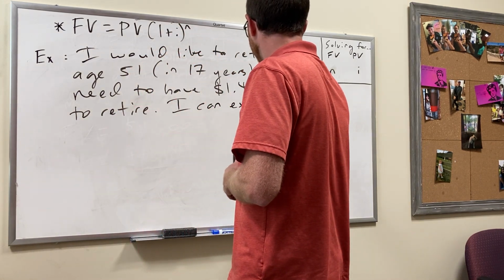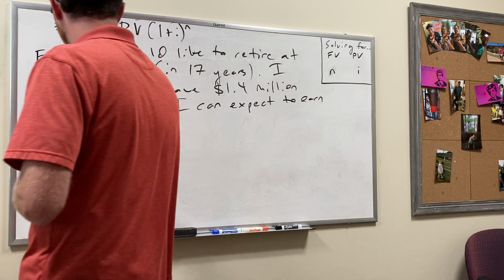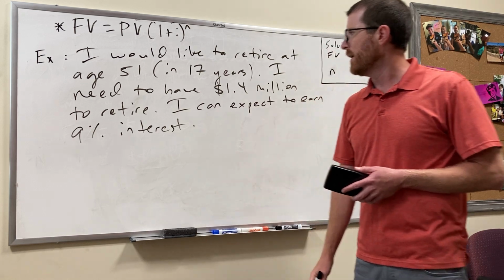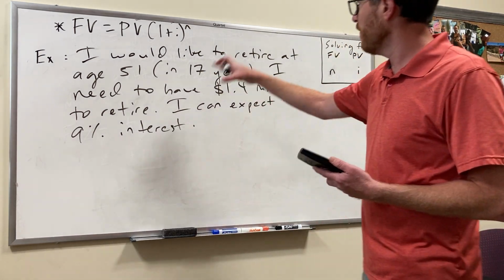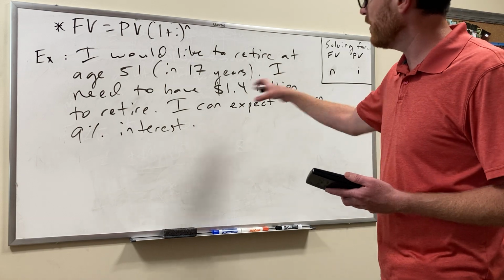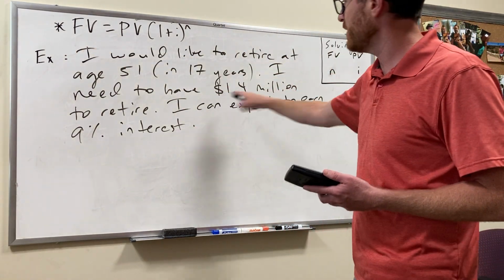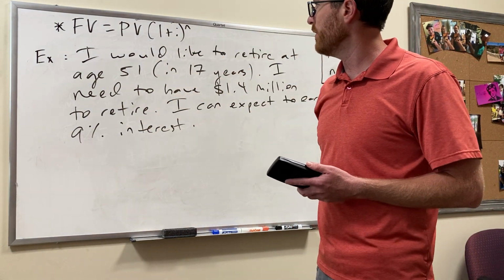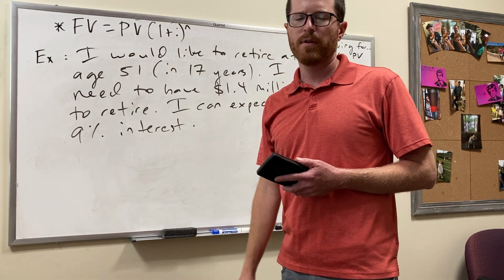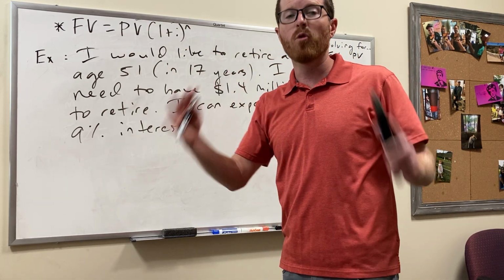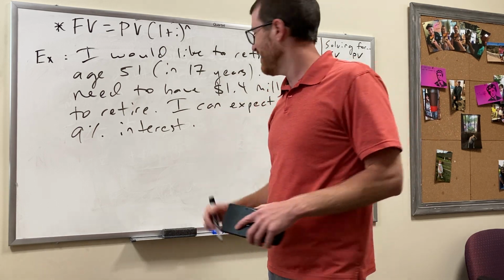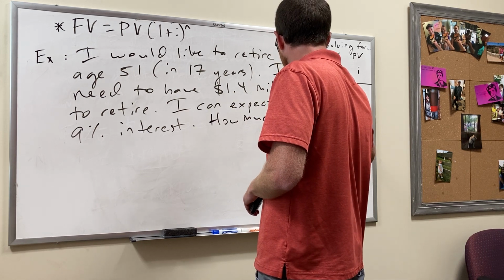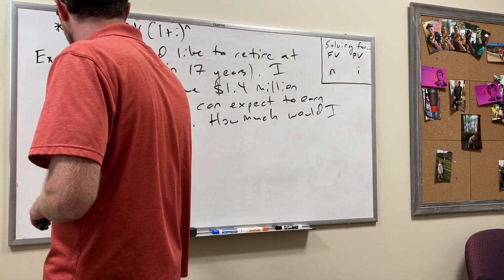I can expect to earn about 9% interest, let's say. Maybe investing mainly in stocks, I might expect to earn about 9% interest. So the question then is, based on all the variables that you have, right? In this question so far, what I have is the future value, which is how much I need in the future. I have my interest rate, and I have my N, 17 years. So you can see the unknown here is the present value. So the question is, if I didn't want to save any more money, how much would I need to have now, right? So how much would I need to save now to accomplish this goal if I'm not going to make any more contributions?